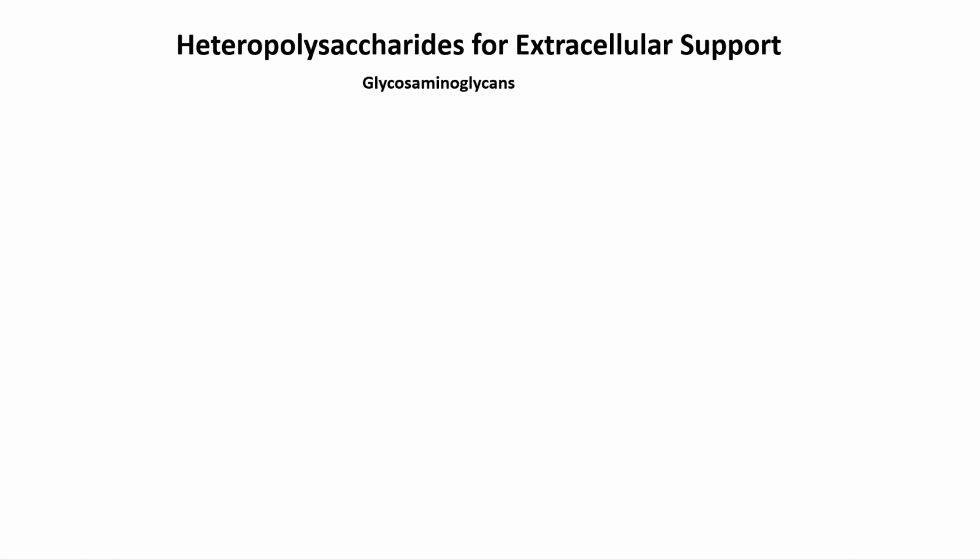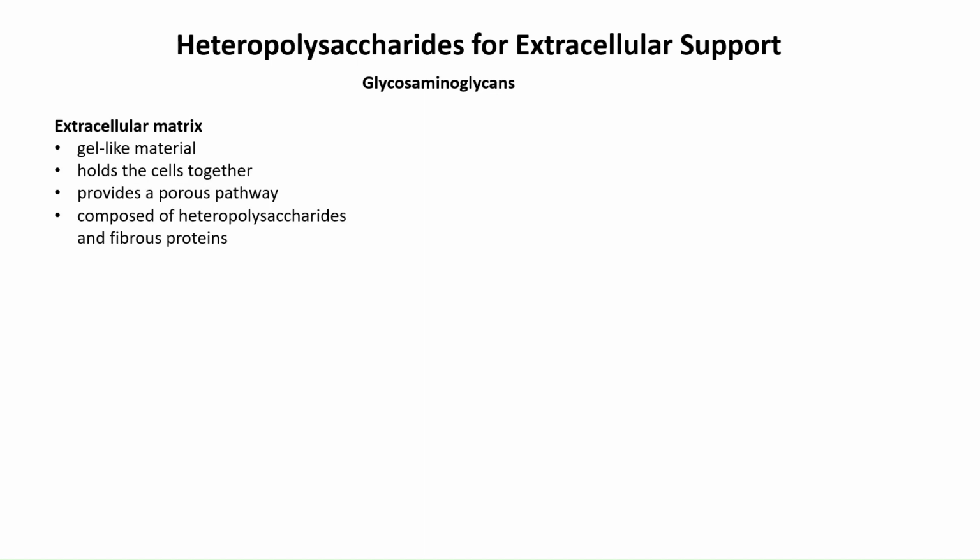So these heteropolysaccharides are called glycosaminoglycans. Now, because heteropolysaccharides give extracellular support, what is an extracellular matrix? Extracellular matrix is a gel-like material that helps to hold the cells together. Because we are a multicellular organism, that means our body is made up of multiple cells. So these cells are held together in a fluid or gel-like material which is known as extracellular matrix.